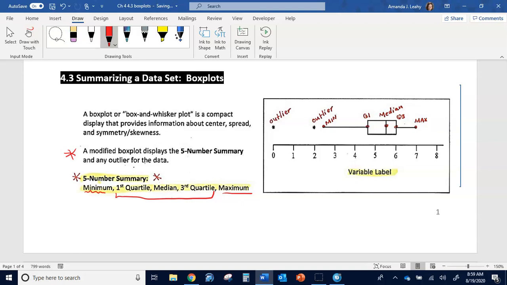So we're going to divide it in half. That gives us the median. And then we're going to cut each half in half to get quarters. The first quartile is basically the 25th percentile, and the third quartile is basically the 75th percentile.